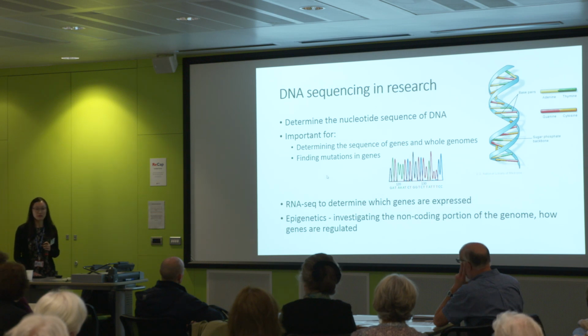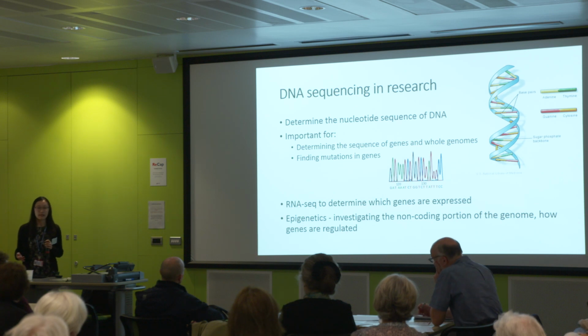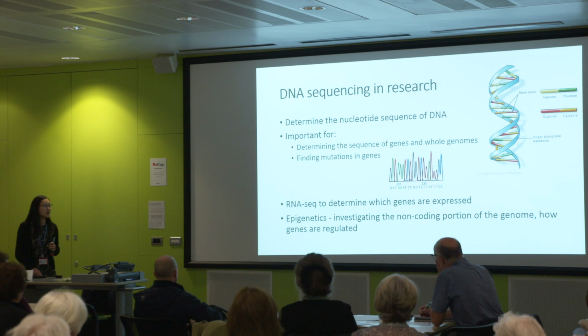By comparing patients with a disease and patients without a disease, we can then say, well, it's because this T has turned into a G, and that's probably why this person has more of a risk of developing osteoarthritis, for example.